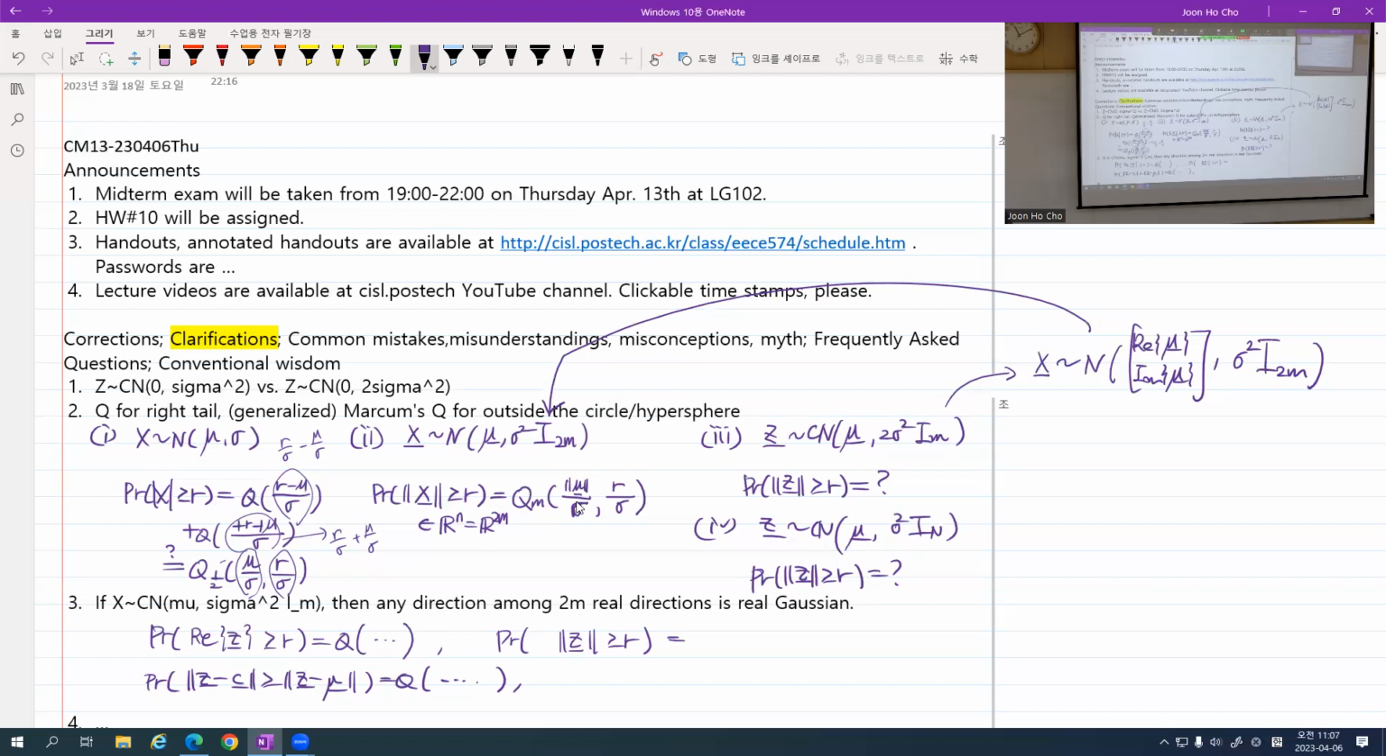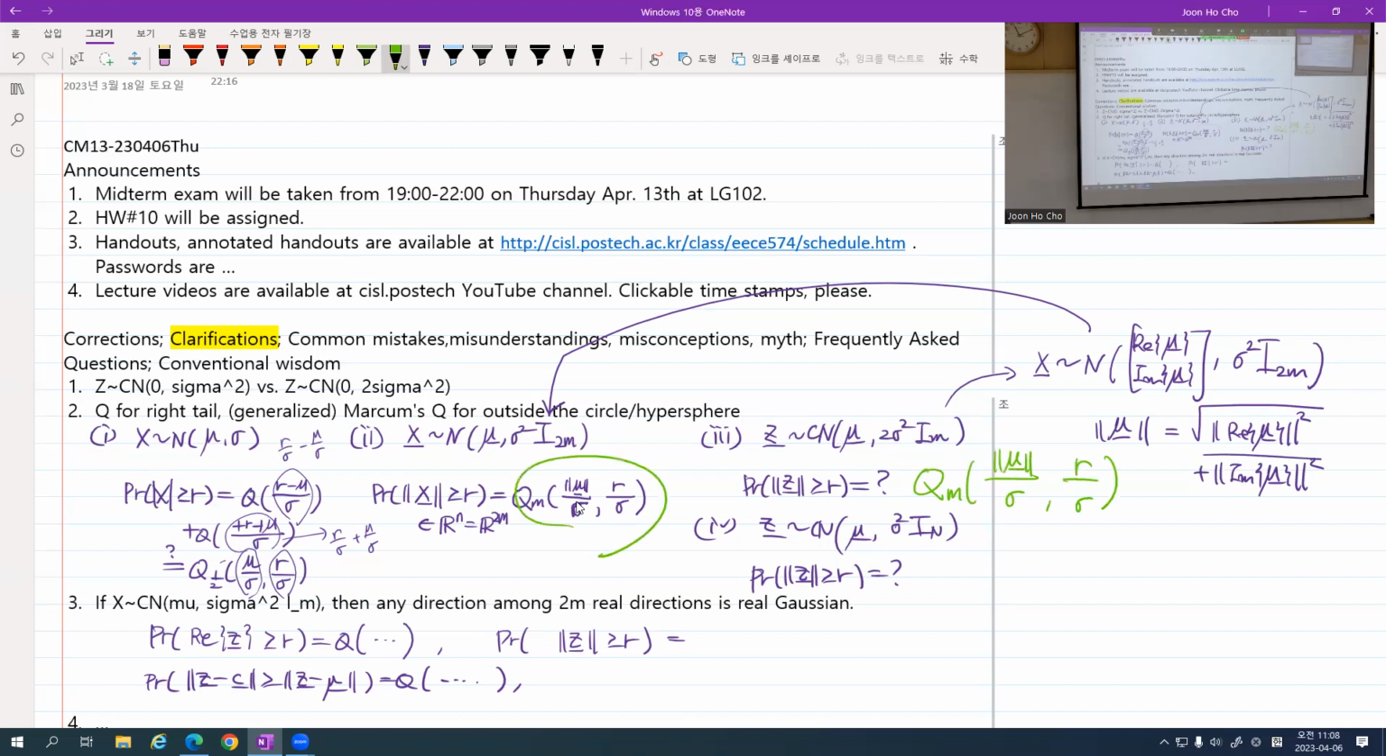So you go back to this case, right? The only difference is that mu equals the square root of the norm of the real part of mu squared plus the imaginary part of mu squared. Got it? So what is this? The answer is Q sub m of the 2 norm of mu divided by sigma, and here r divided by sigma. So the same, right?